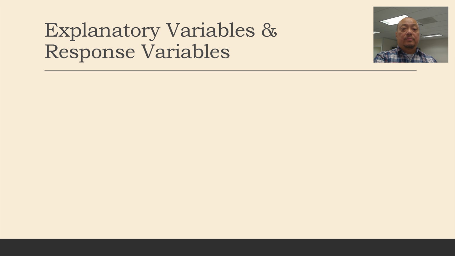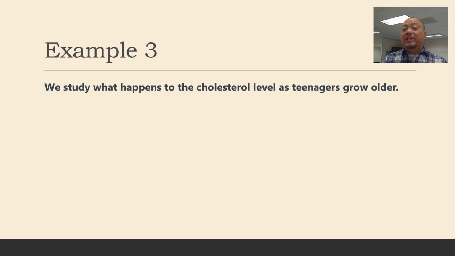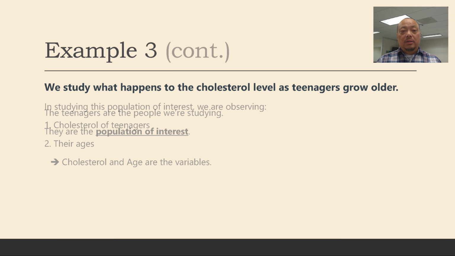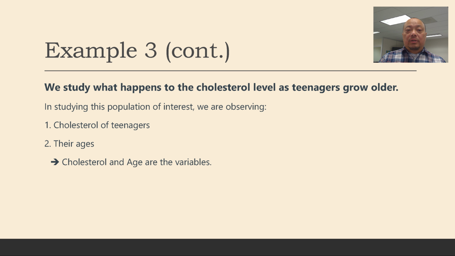Let's look at example 3. We want to study what happens to the blood cholesterol as teenagers grow older. What's the population of interest? The teenagers are the people we're studying. They are the population of interest. The values that we're measuring, observing of these teenagers are the blood cholesterol, but also their ages. Thus, blood cholesterol and ages are the variables.